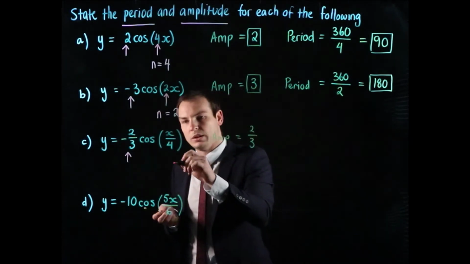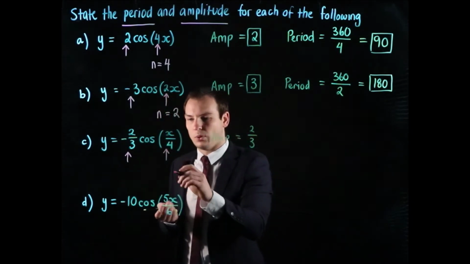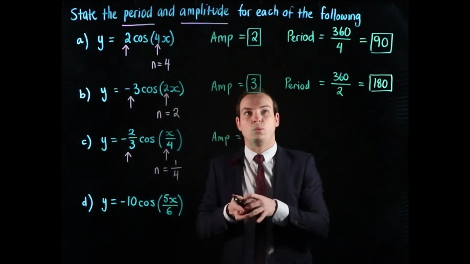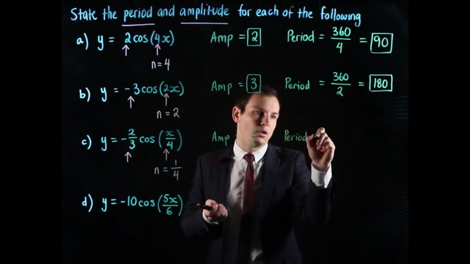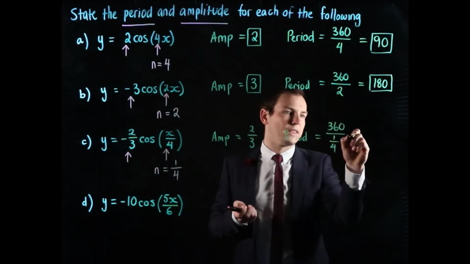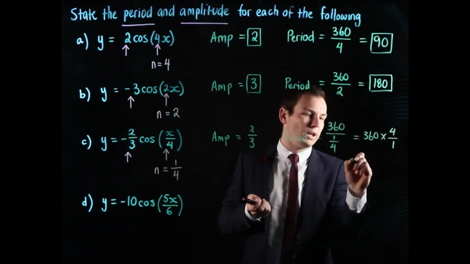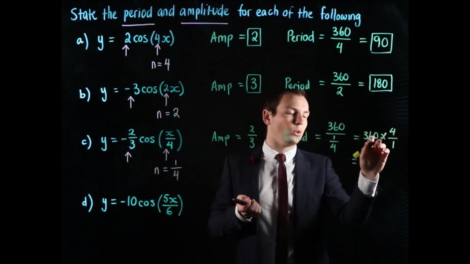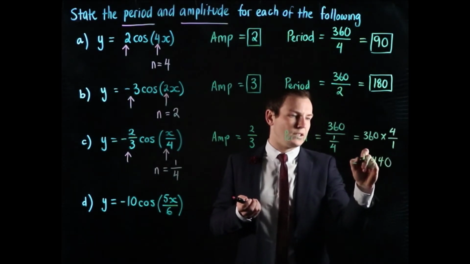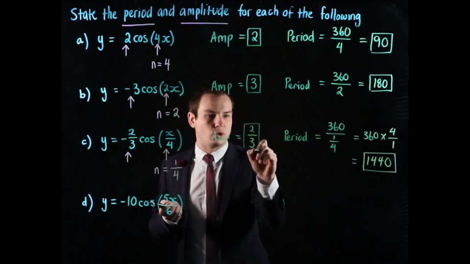Now the period, we look at the number that is multiplying x. So we have x divided by 4 there, which means the n value is 1 over 4. So when we calculate the period, we're going to have 360 divided by a quarter. That's the same as 360 multiplied by the reciprocal, 4 over 1, and 360 times 4 is simply 1,440. So that is going to be the period for part C, and our amplitude is 2 over 3.